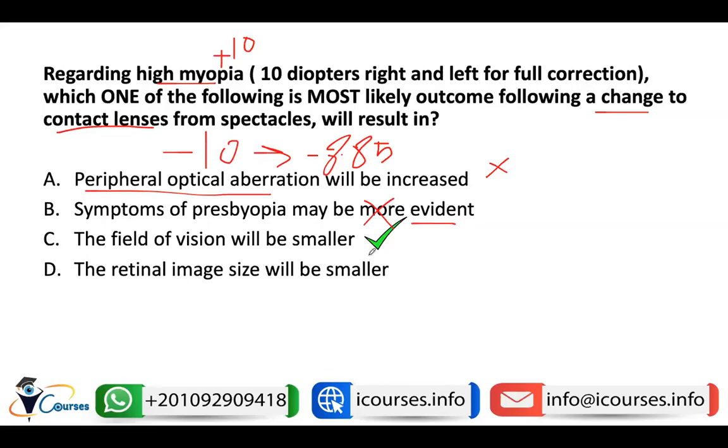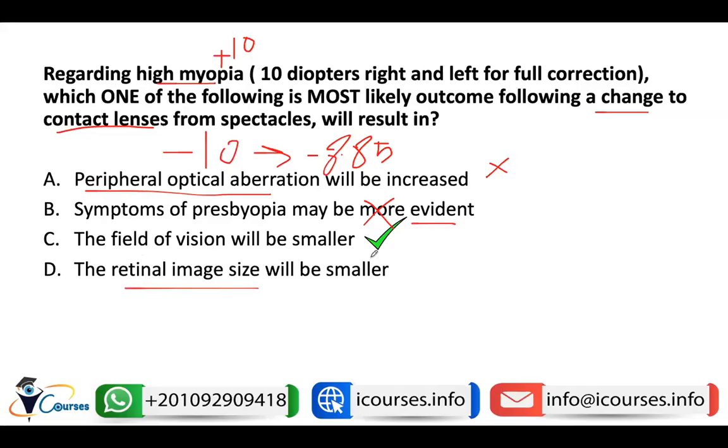The field of vision will be smaller. This is the correct answer because of the prismatic effect, as the prismatic effect of the minus spectacles increases the field of vision. When we are shifting from a spectacle to contact lens, we will lose the advantage of large field of vision in case of a minus spectacle lens, and the reverse will occur with hypermetropia, as plus lens will cause a smaller field of vision, as we will see now.